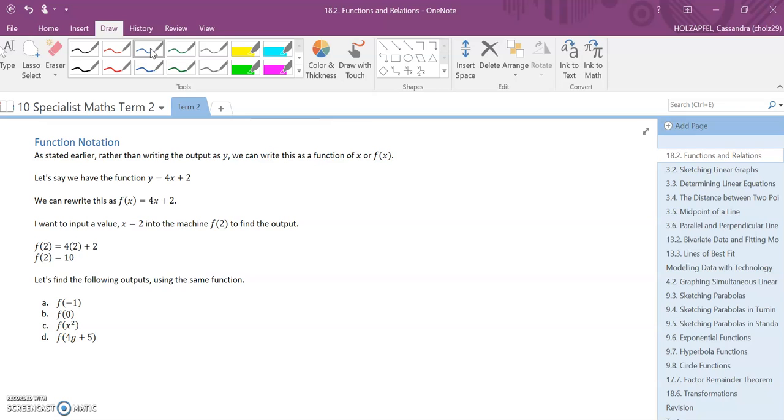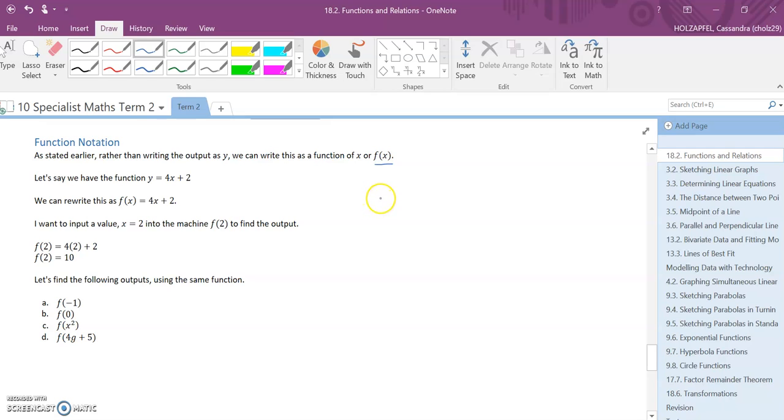All right, so as we went through earlier, we have our input value x, we have our machine, and then we have our output value, which is y. Now, instead of calling it y, we're going to call that value, our output, our function of x, okay? So f of x, function of x. So let's say we have the function y is equal to 4x plus 2. Instead of writing y is equal to 4x plus 2, all we're going to do is write f of x is equal to 4x plus 2.